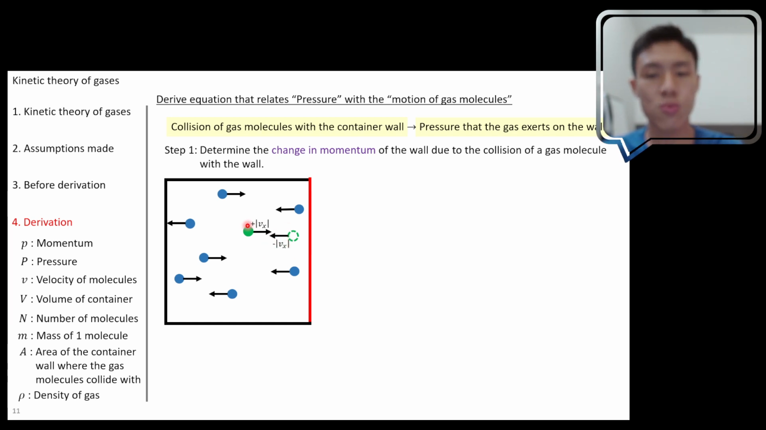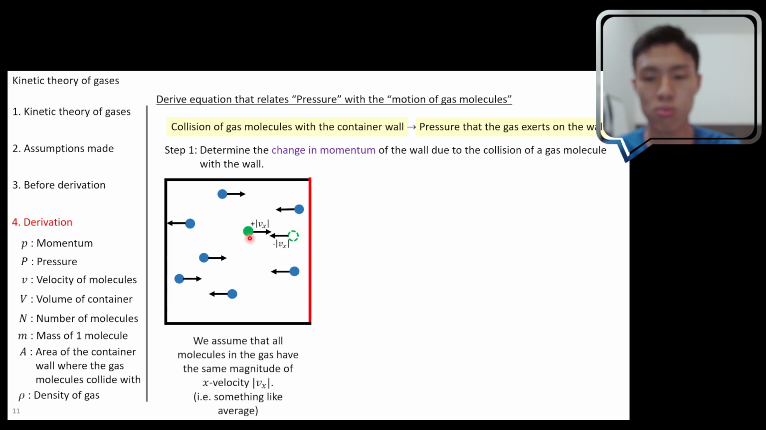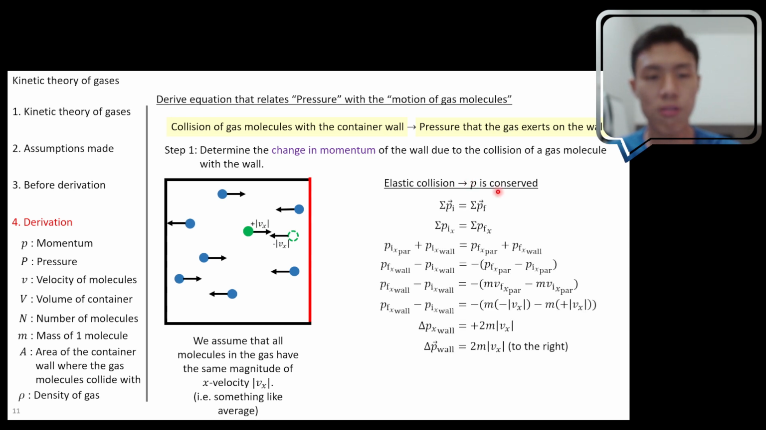Okay, so once we have really targeted this molecule to study, let's try to determine the change in momentum. Again, we are going to assume the same magnitude of x velocity, so all of these arrows here have the same length. So before the collision and after the collision, you have the same magnitude of velocity as well. In an elastic collision, the momentum is conserved. So if you do momentum initial equals momentum final, and you focus on the two objects, the molecule and this wall, you can go through this derivation, which is exactly the same as the previous video where we studied elastic collision.